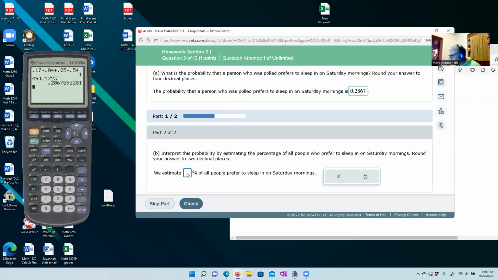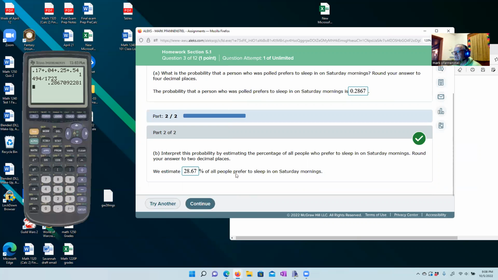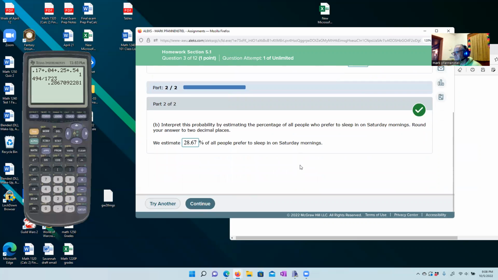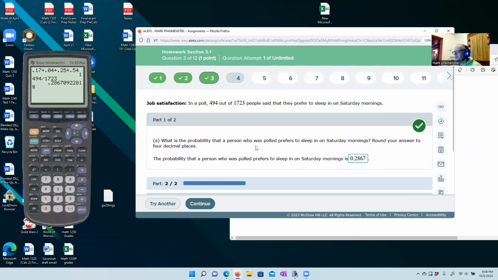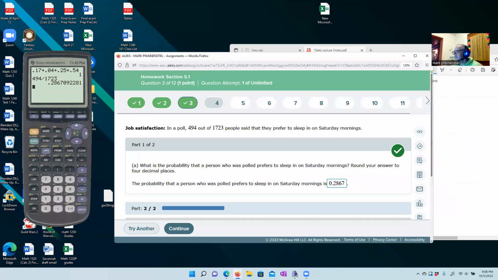So we're just going to change this to 28.67%. Okay, and we'll go on with our lives with that. Round your answer to 2 decimal places. We've done that, so we're checking it. We're good. Okay, so that's how you do percentages, and that's empirical probability because we conducted an experiment. 494 people out of the 1,723 people we asked said yes. So I'll go ahead and leave you with that, and I'll come back with another chapter 5. Okay, thank you.